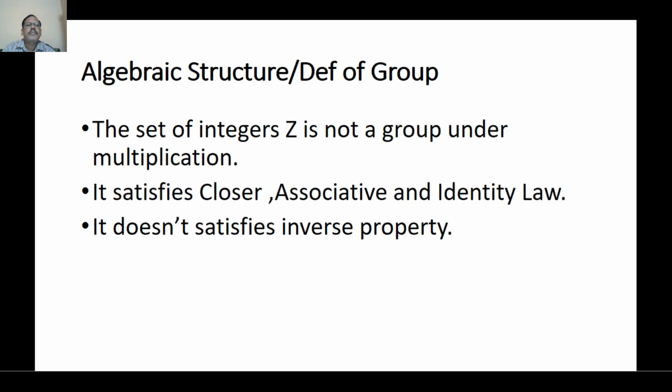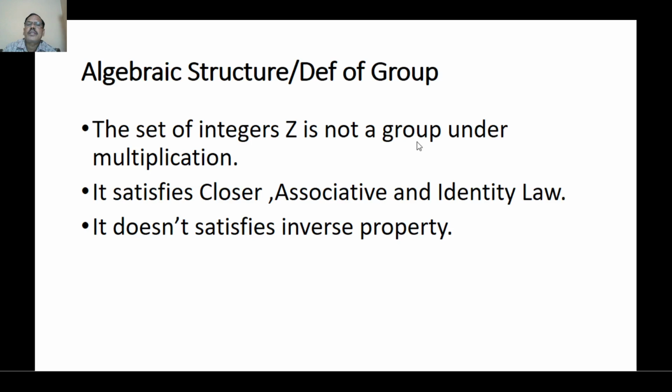Come to the next problem. The set of all integers is not a group under multiplication. This one is important. The set of all integers Z is not a group under multiplication, whereas it is a group under addition. It is not a group under multiplication because, although it satisfies closure, associative and identity element. That means 1 into 2 is 2, 1 into 3 is 3, 1 into 4 is 4. So 1 acts as the identity element here under multiplication, but no element has an inverse.